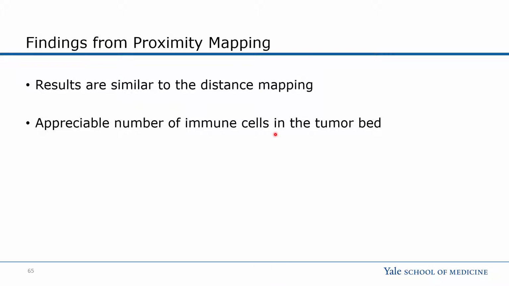I only show a few of the results because they are actually really similar to the distance mapping that I showed. But what this highlighted for us is that we tend to forget that we spend so much time looking at the stromal region, because it contains the bulk of your immune cells, that we forget that the actual tumor bed itself does contain immune cells, and those immune cells within the tumor may be either agents for the tumor or agents for the immune system.